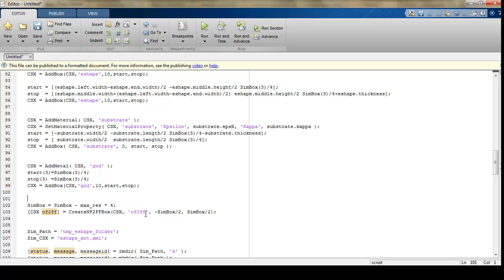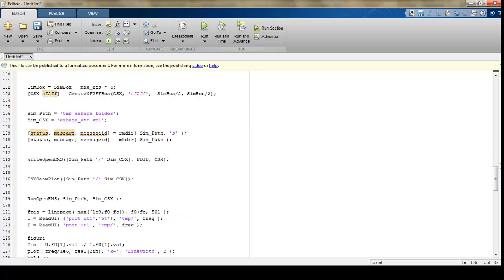The simbox's size is then reduced for the near field to far field box. And finally, we then create a near field to far field surface dump box. At this point, the simulation folder is then prepared externally. Any existing simulation is cleared and a fresh simulation is ready to begin. An empty simulation folder is then created.